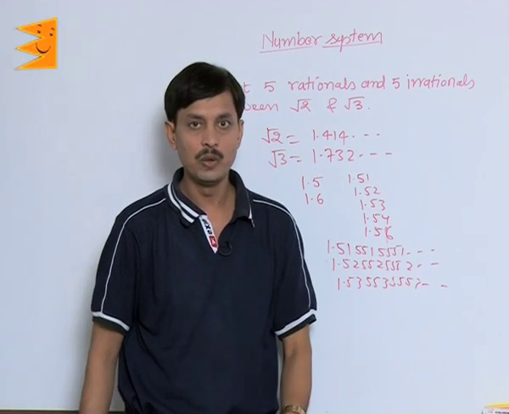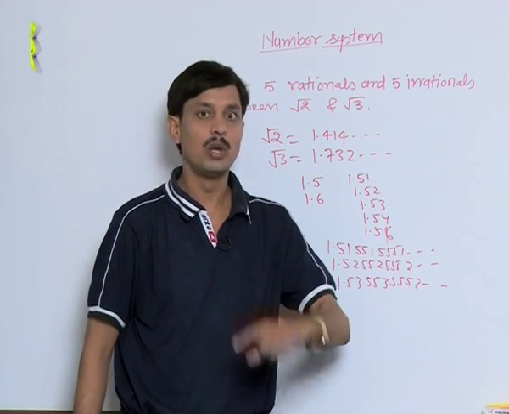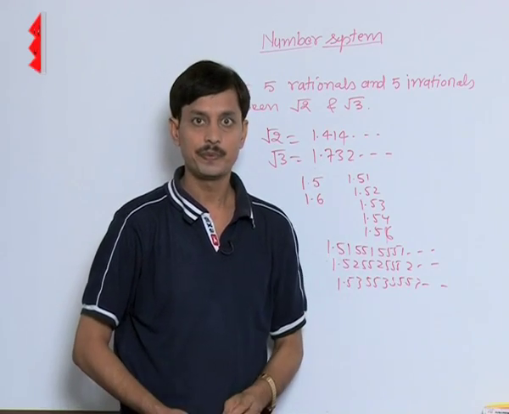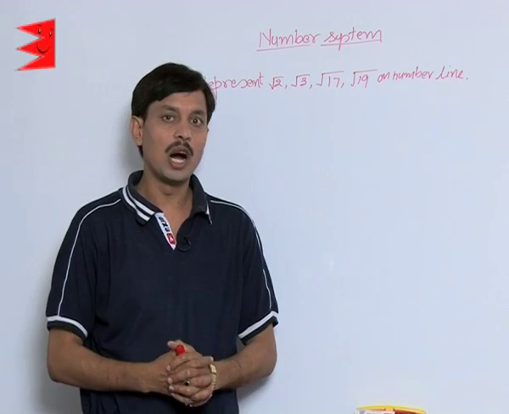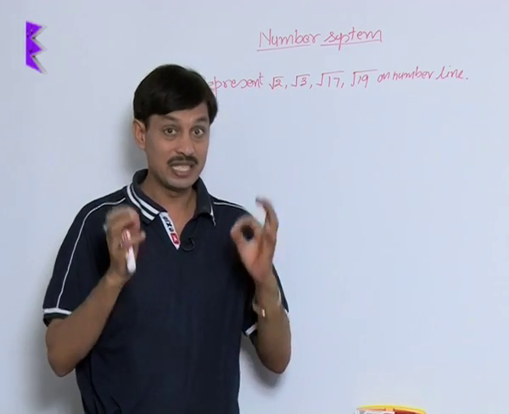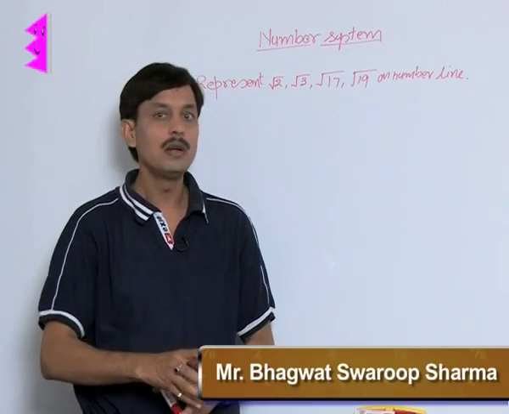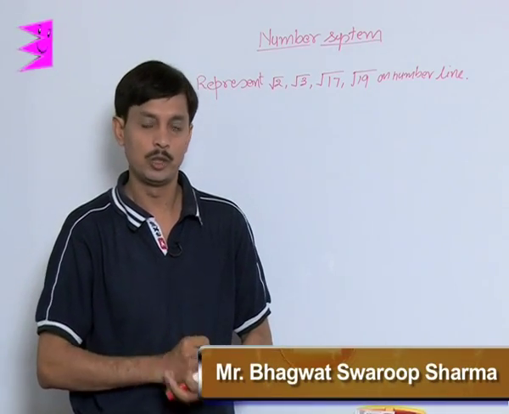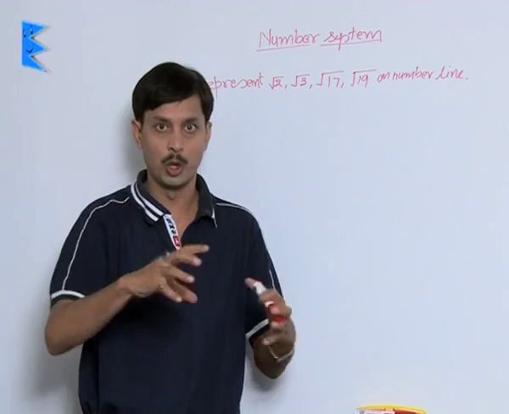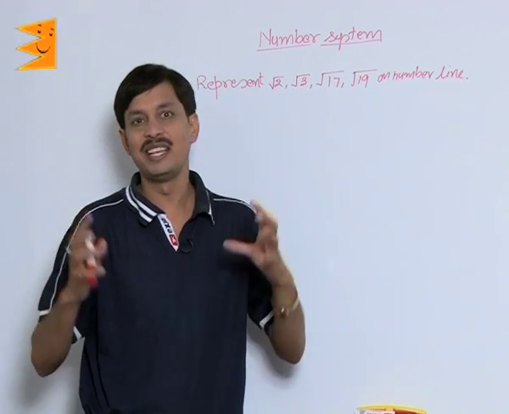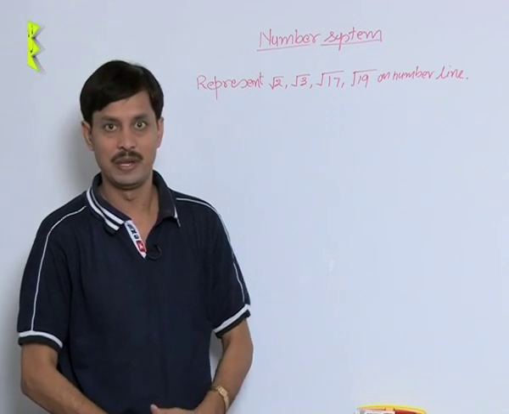Now I will tell you how to represent the rationals and irrationals on the number line. Now I want to tell you how to represent the irrational numbers on the number line. We will use here the Pythagoras theorem. The concept of the Pythagoras theorem is very much helpful for representing the irrational numbers on the number line.